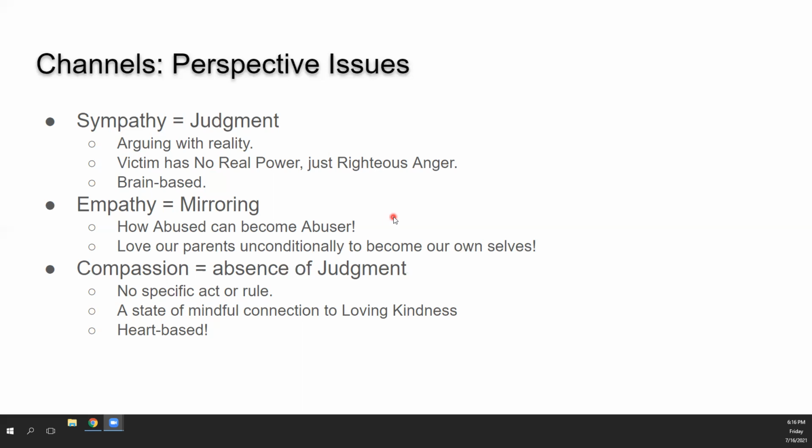A victim has a very, very destructive power. It feels like power, but it's not. And that is called righteous anger. Righteous anger fuels a person to destroy things, to destroy buildings, to destroy public things, and basically destroy everything around him, including himself. That is not true power. Righteous anger is not real power.